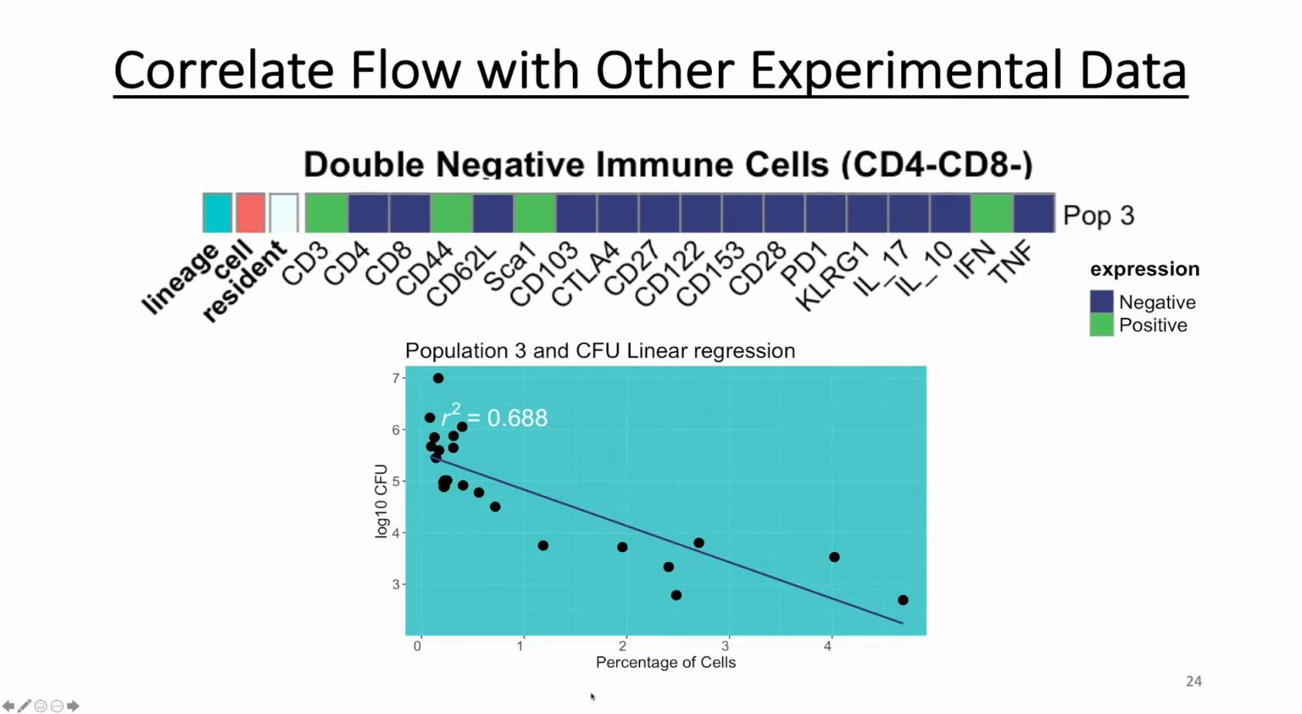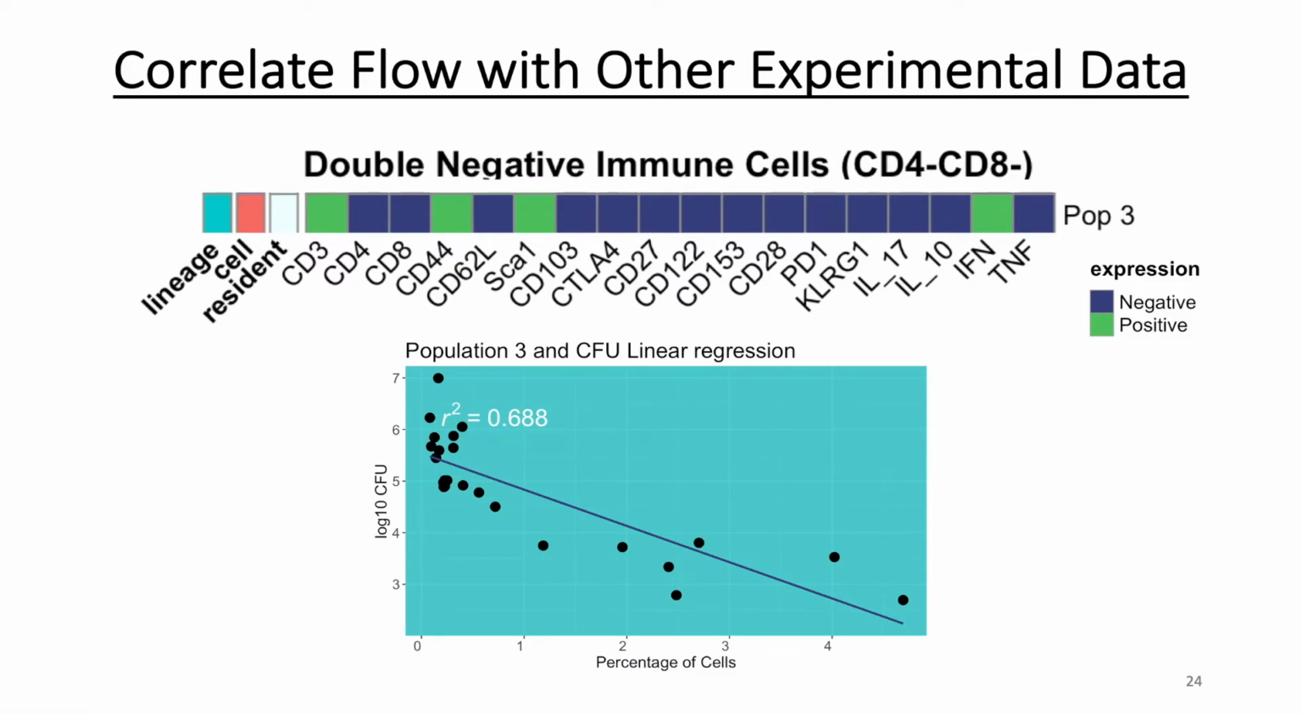So this is our immune cell flow cytometry data. On our y-axis, we have the bacterial burden as log 10 CFUs. And we can see as the percentage of cells increases, generally our bacterial burden decreases. So this cell population could potentially be protective.